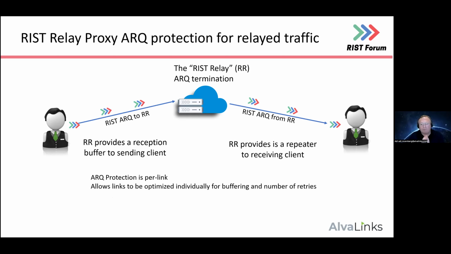So the ARQ protection is on a per-link basis, and it allows links to optimize individually for buffering and how many retries you want to do per peer. Hey, that's a great idea. But then we thought, well, why do we have to do that? Maybe we can allow the RIST relay to be much more nimble.